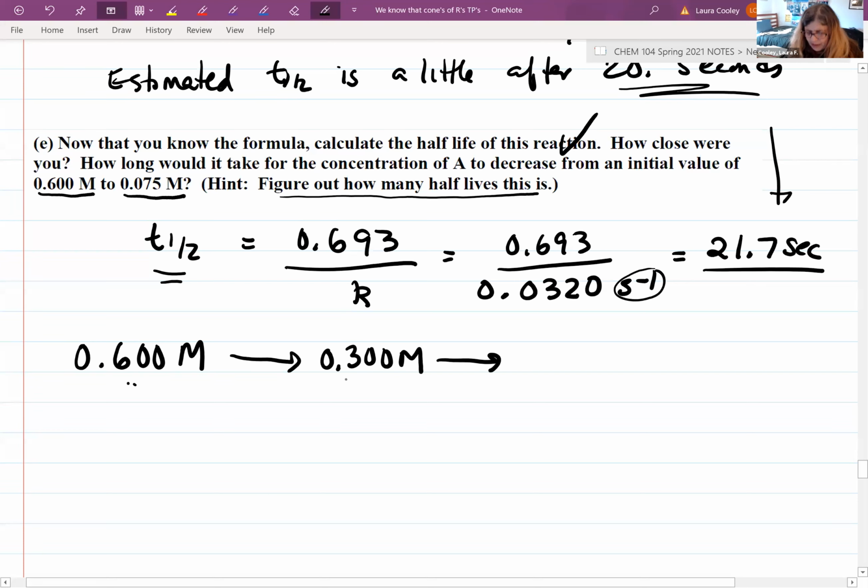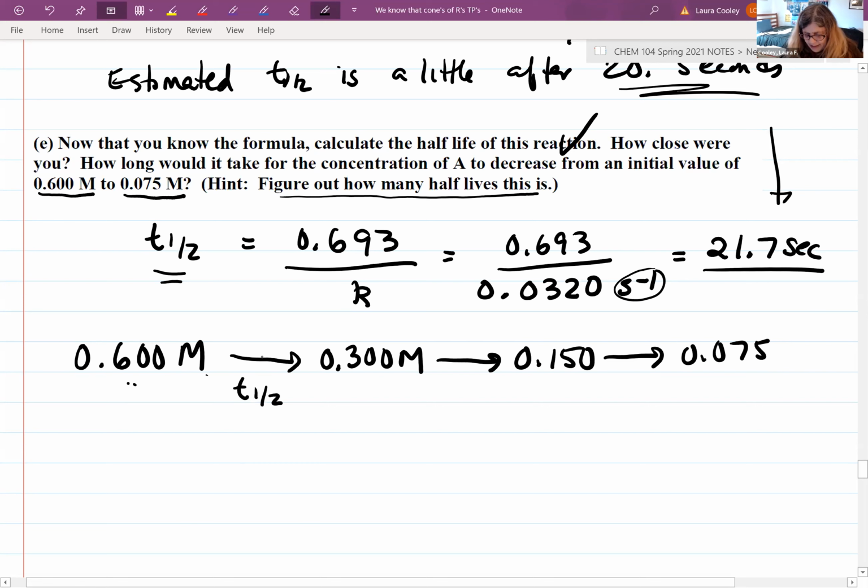What's half of 0.3? 0.15. What's half of 0.150? 0.075. So I got it. I know where I am. All right. This is one half-life.